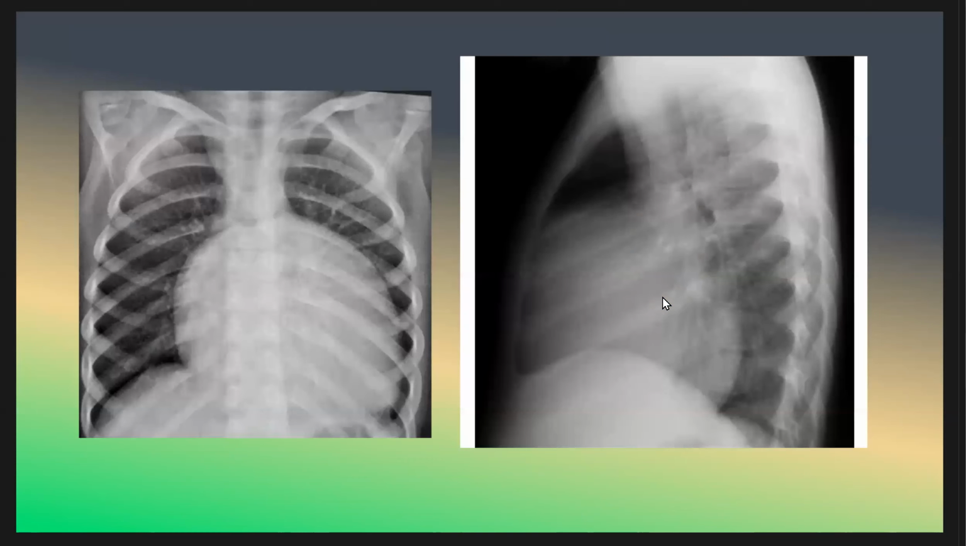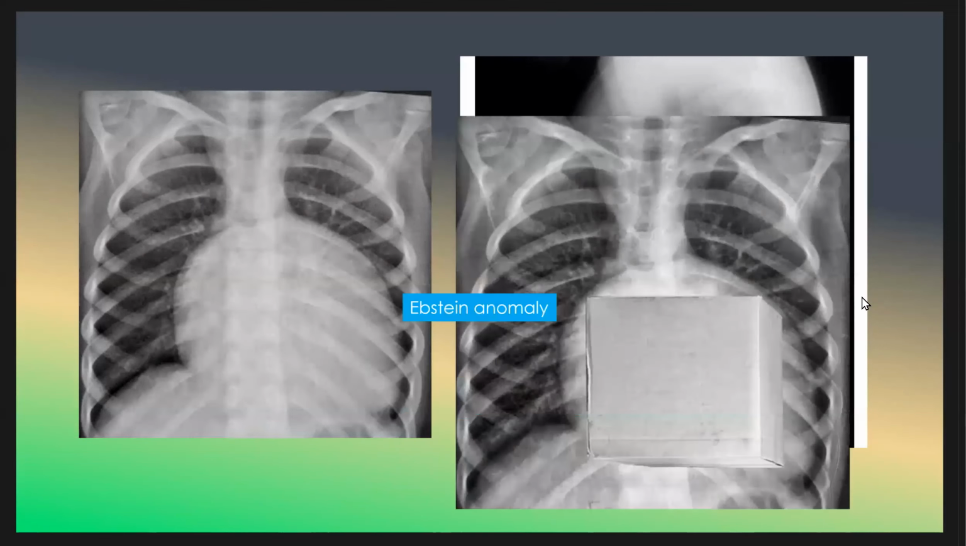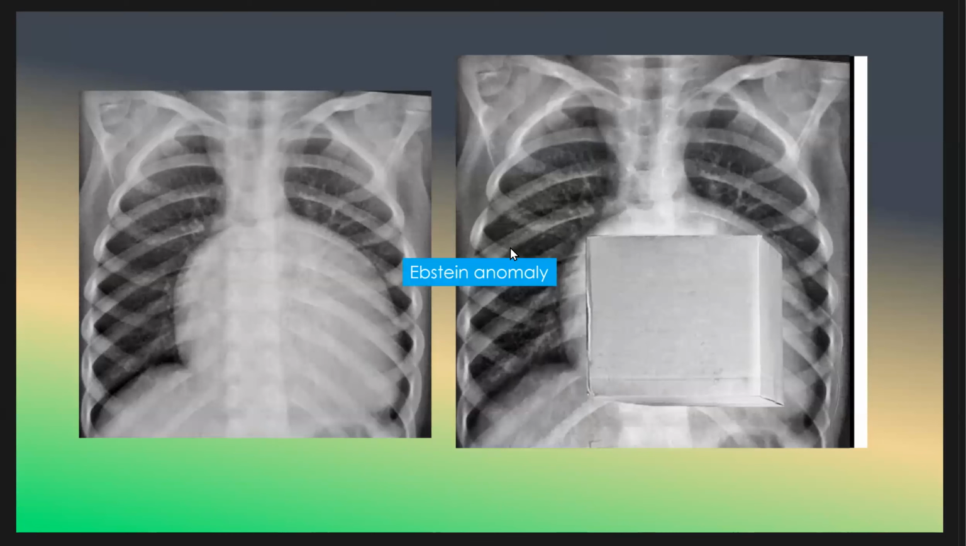Next case is a cardiac case. We see this patient has a big heart, and this is the box-shaped heart, and this is classic of Ebstein anomaly.